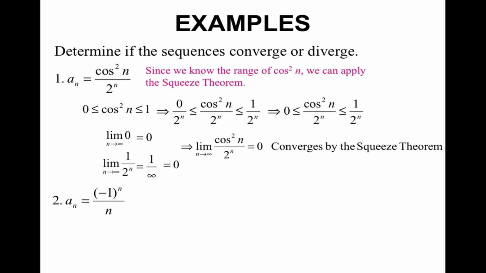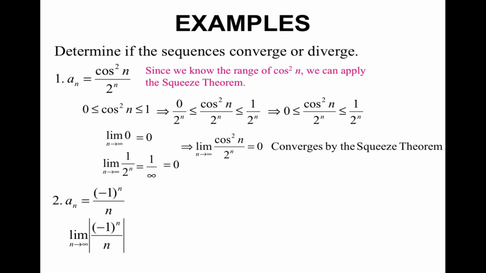All right, now let's look at the sequence a sub n equals -1 to the nth power over n. Now, since this sequence is alternating signs, I'm going to go ahead and use that theorem that says if I can first prove that the absolute value of this sequence equals 0, then I can show that the limit also equals 0.